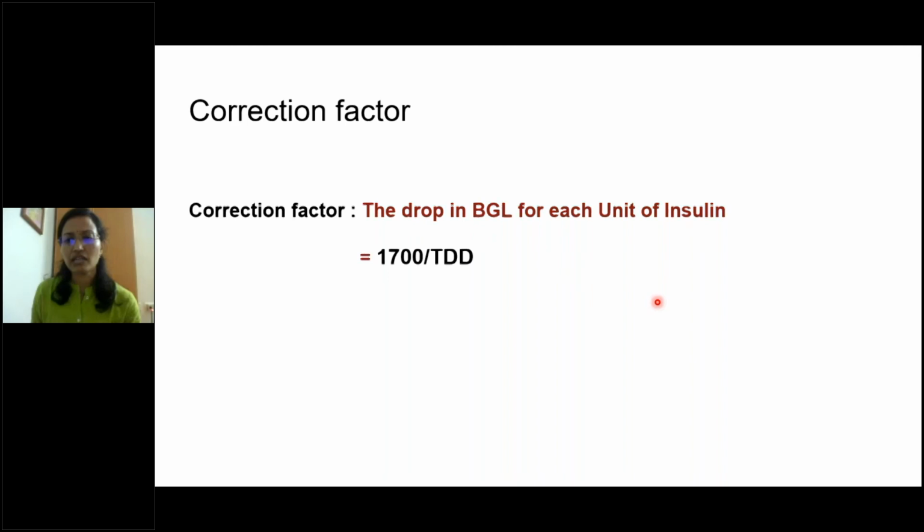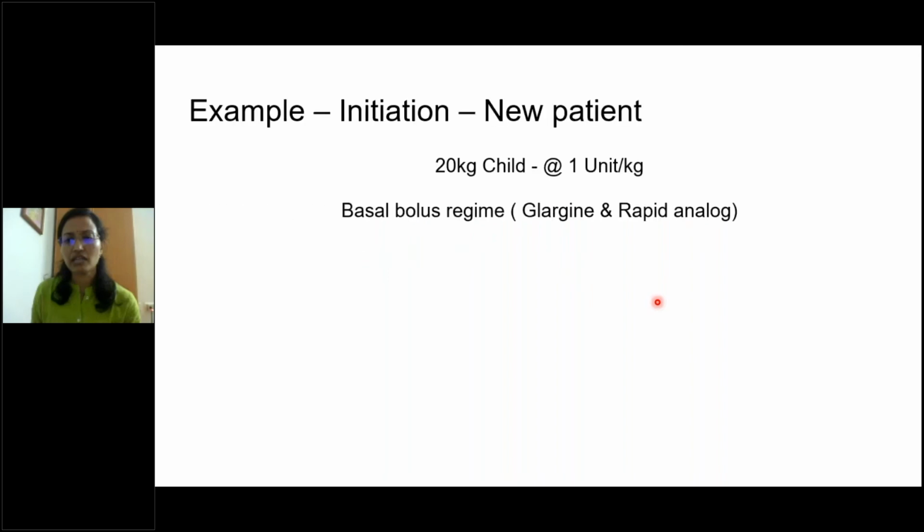Coming to a simple example, you have a new patient, and you have already changed to subcutaneous insulin by giving 0.1 unit of regular and 0.3 unit of basal. Now you're sitting down with your calculations. You want to give 1 unit per kilo, and you decided on basal bolus. So your total daily dose, 20 kilo into 1, is 20 units.